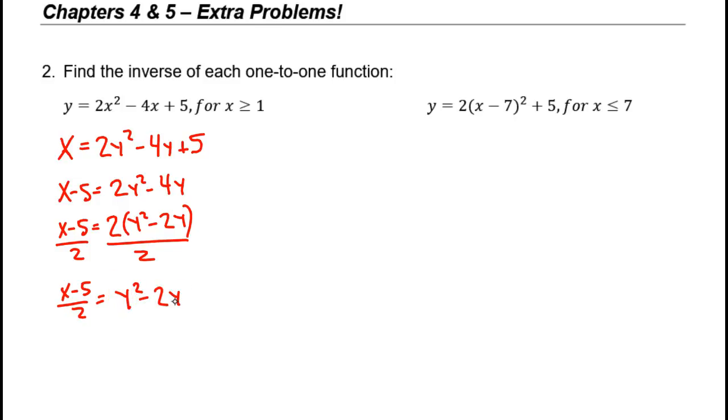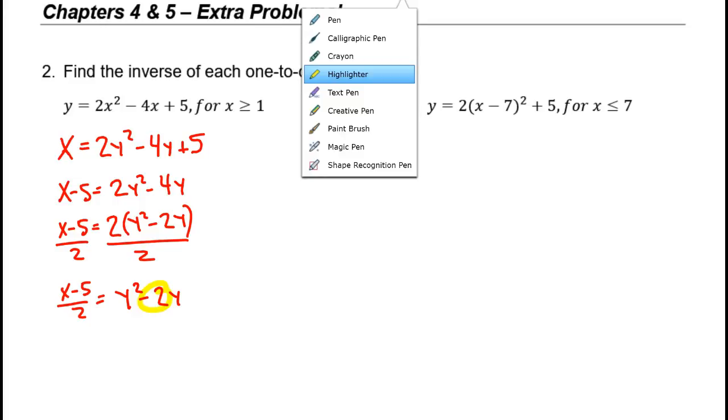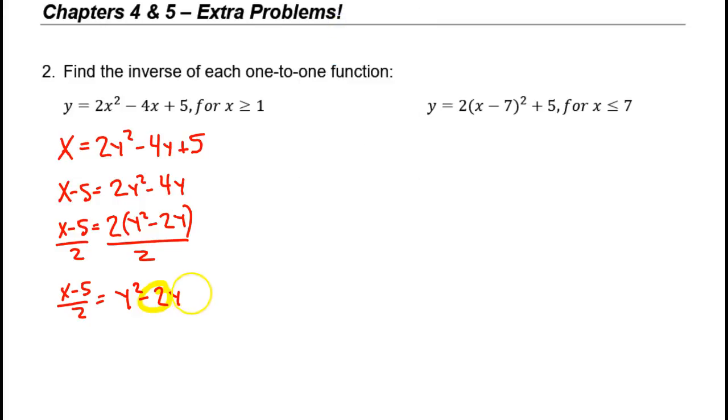Okay, now I'm going to switch colors here to show you what happens when we complete the square. I'm going to take the b term, which is negative 2. I'm going to cut it in half, which is negative 1. And then I'm going to square it. So that gives me a plus 1 here. I also need to add 1 to the other side.